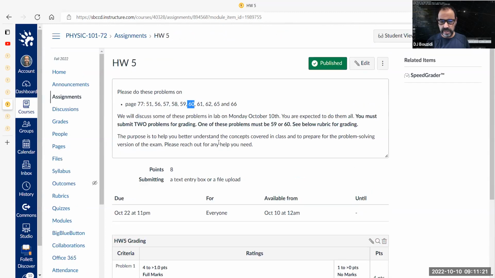The required one and the non-required from the list, but it's still required. So both of them are required, okay? So you're required to submit 2 problems nonetheless. One of them must be from one of these 2 options. So I hope this is clear so that you guys understand what's going on in here.